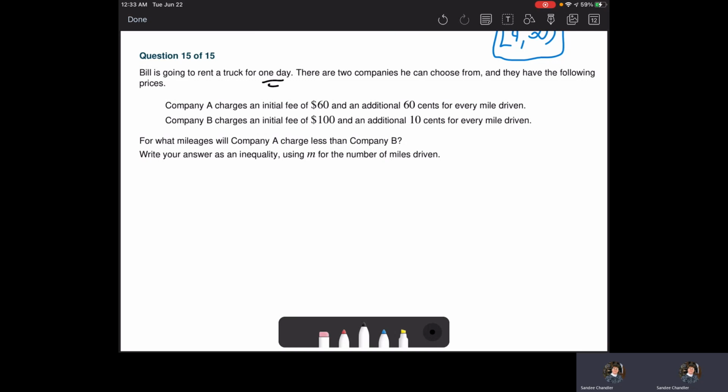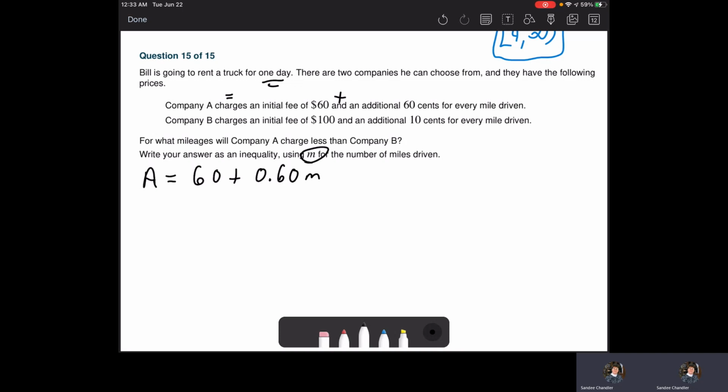Company A charges an initial fee of 60 and, that's plus, right? 60 cents for every mile driven. So we can say that Company A charges, that's the equals, $60 plus 60 cents per mile. I'm going to do it that way. M for mile? Yeah, look, it says use M for miles. What do you know?